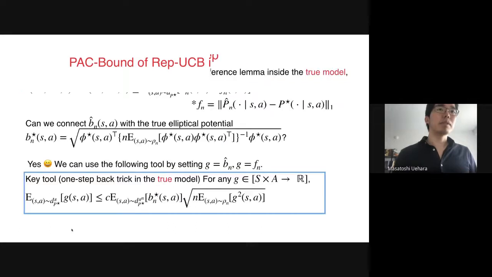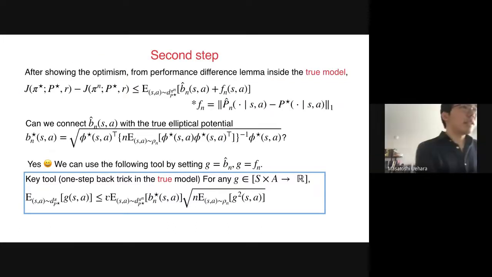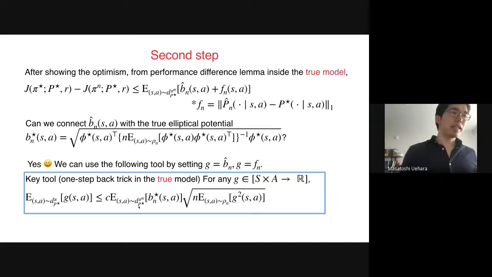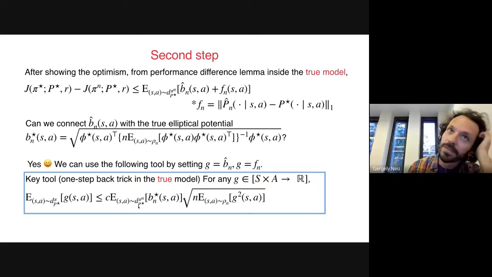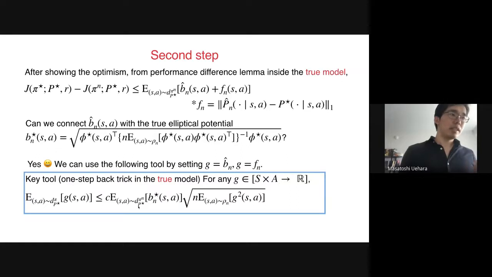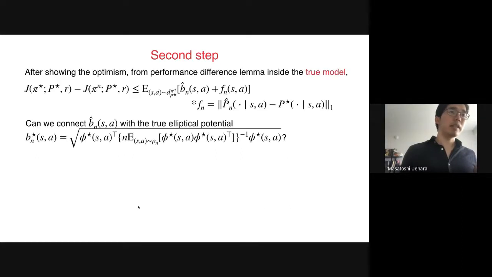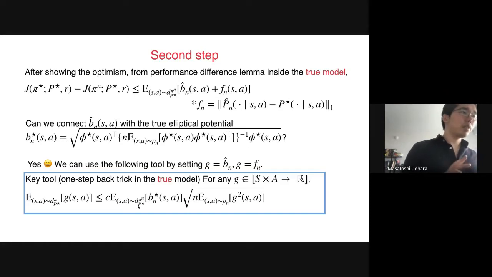Okay, so this part, right? Yes. So this is a one step back trick in the true model. In that, you can see that this is about p star. And another one is like using just p hat n. So in the learned model, that's the difference.